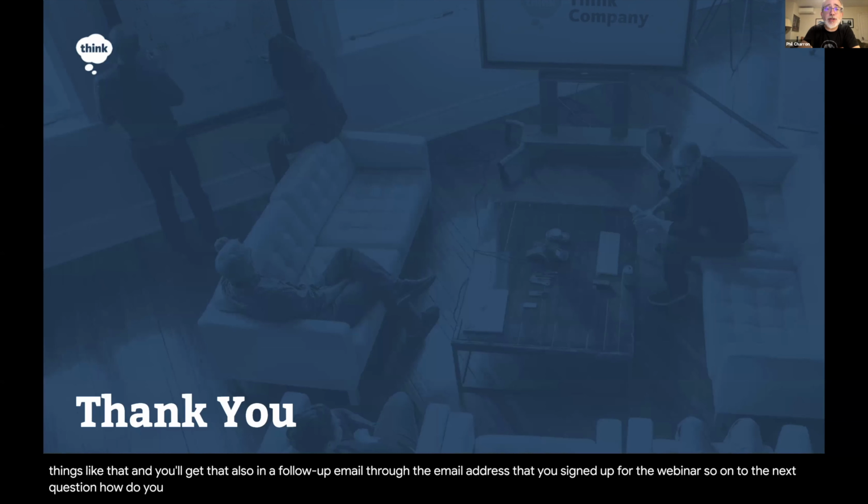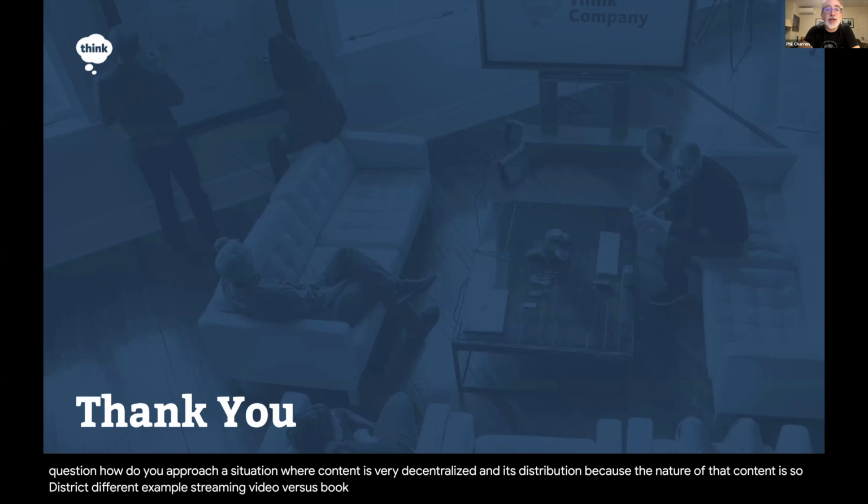How do you approach a situation where content is very decentralized in its distribution because the nature of that content is so different? Example, streaming video versus books. But the customer wants to see and experience everything you as a company offer.